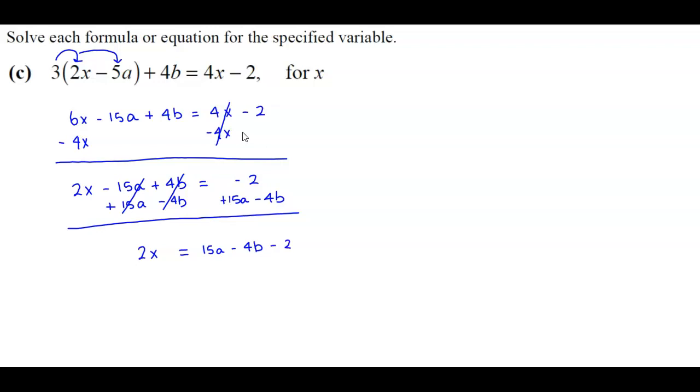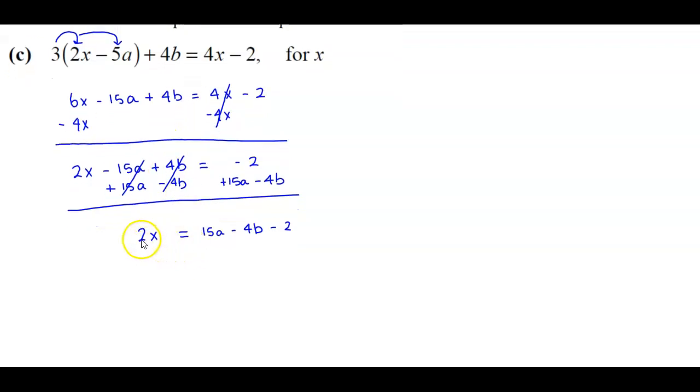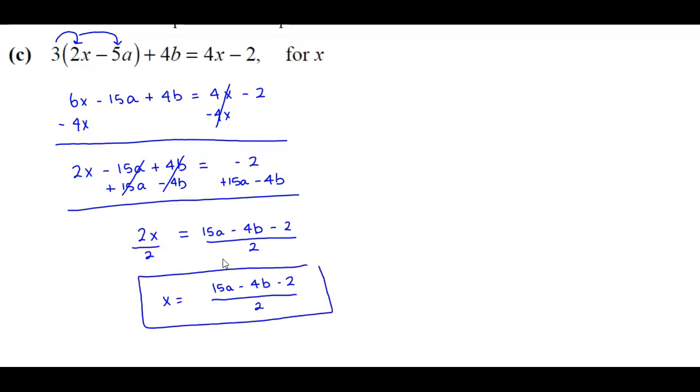Okay, now we haven't finished solving yet because we have to isolate x, so that means we need to divide both sides by 2. So therefore x is going to equal (15a minus 4b minus 2) divided by 2, and therefore there is our result.